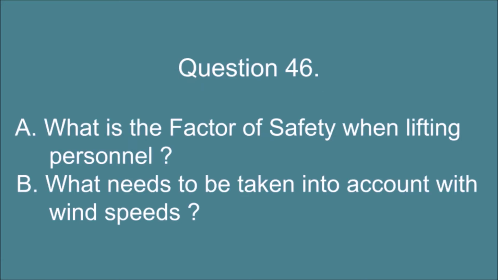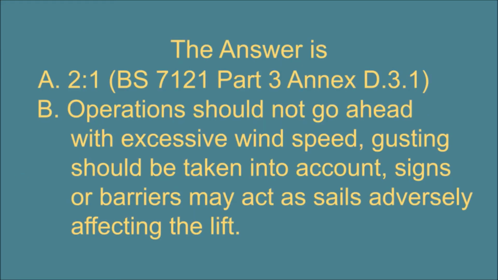Question 46. A. What is the factor of safety when lifting personnel, and B. What needs to be taken into account with wind speeds? The answer is A. 2.1, BS 7121 Part 3, Annex D.3.1. B. Operations should not go ahead with excessive wind speed. Gusting should be taken into account. Signs or barriers may act as sails adversely affecting the lift.